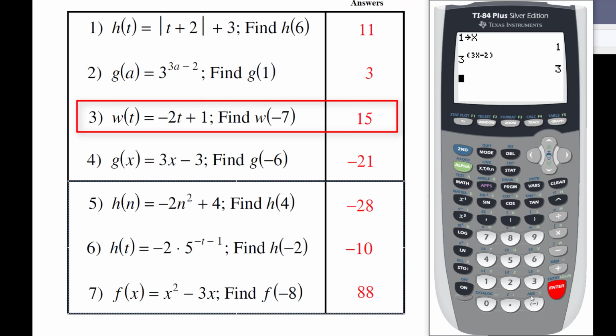The third one here, we've got x's value of -7. So we say -7 store x, enter. And then let's type in the equation -2x plus 1 and hit enter. And that's going to give us a value of 15.